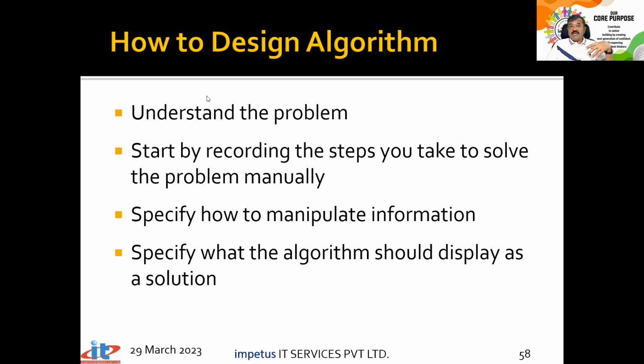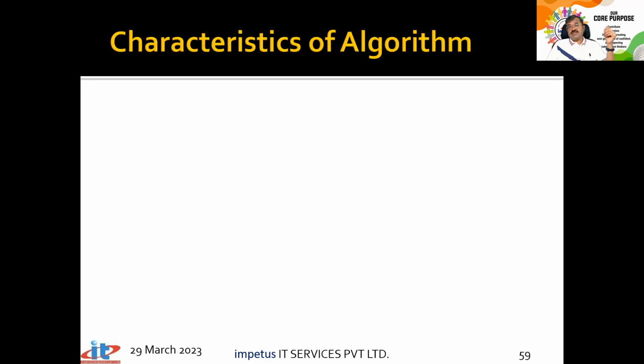So algorithm design करते समय भी इन चीजों के बारे में सोचो. Understand the problem, define the problem, understand the requirement. Start by recording the steps that you should take to solve the problem manually. Paper पे करना है मुझे solve, not on the machine. So identify, start recording कि क्या करना चाहिए, start specifying it. Then think about how do I carry out those operations, manipulations कैसे करूँ. Specify what the algorithm should display as a solution, यानी output क्या आना चाहिए, specify that. So those are the things that you should keep in mind while you design the solution.